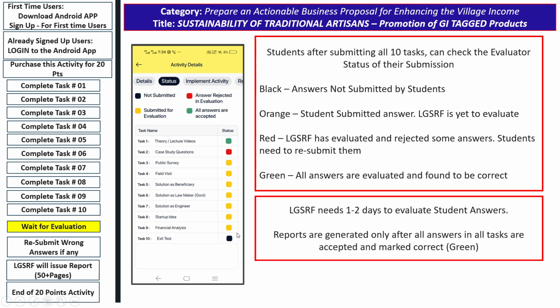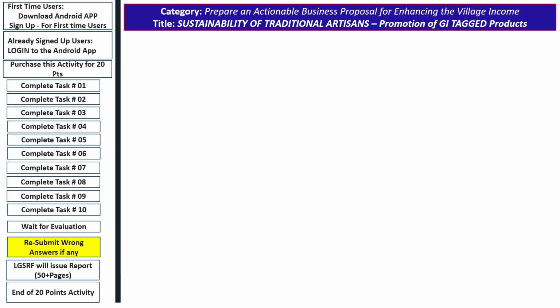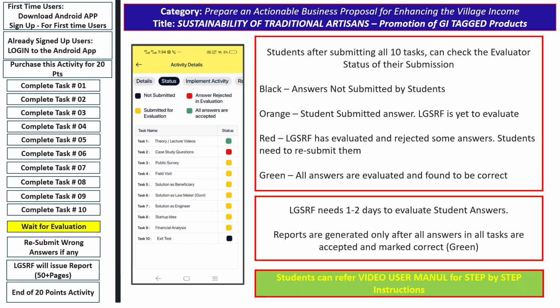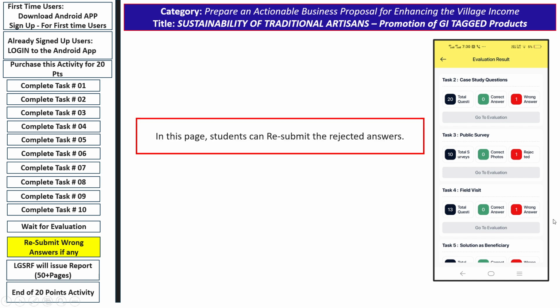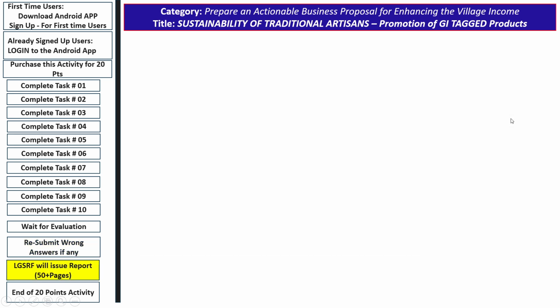If all the tasks are marked green, only then are reports generated. Suppose any questions are answered wrong and you have got a red color, you can resubmit the answers in this evaluation result page. Look here, task number 3 has 0 correct answers, 1 rejected. That means out of the 10 surveys the student has submitted, 1 is rejected, and 9 are not evaluated yet. You can resubmit the answers here.